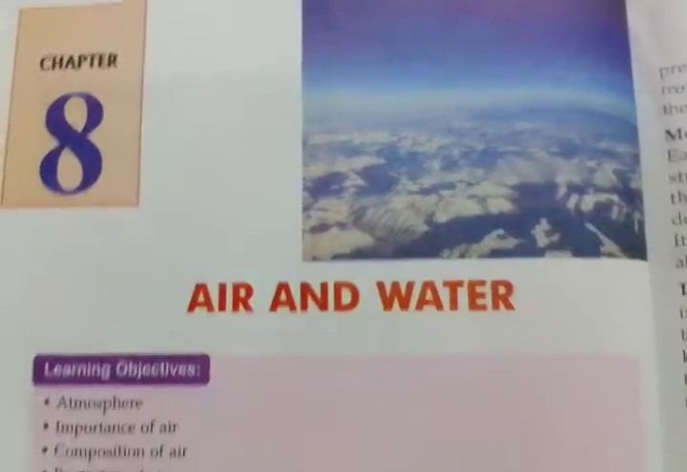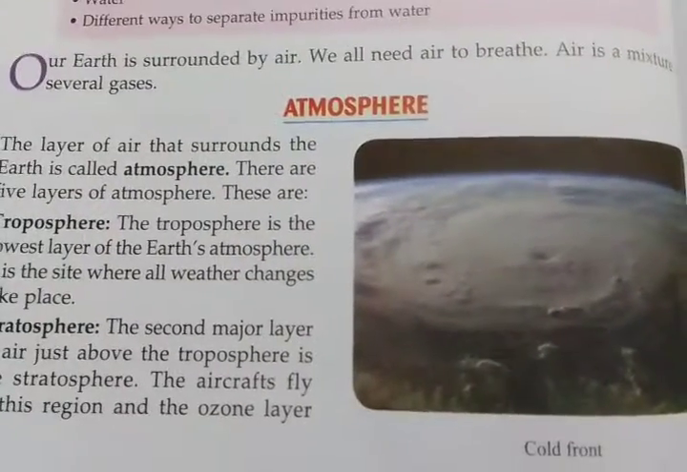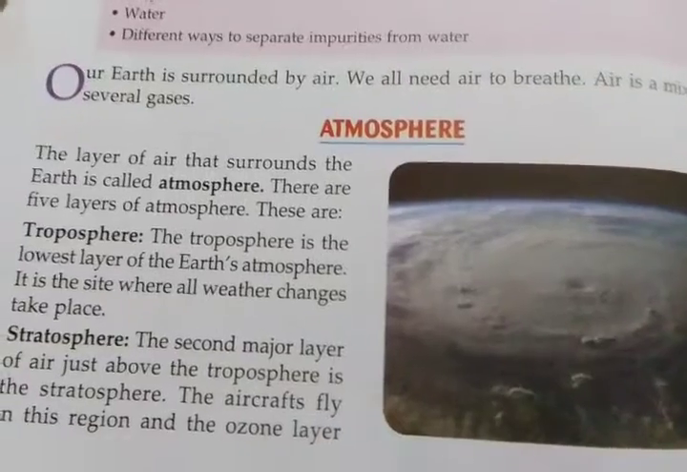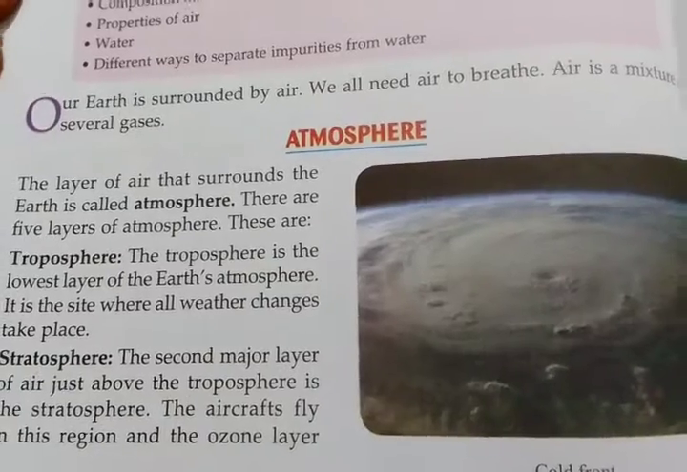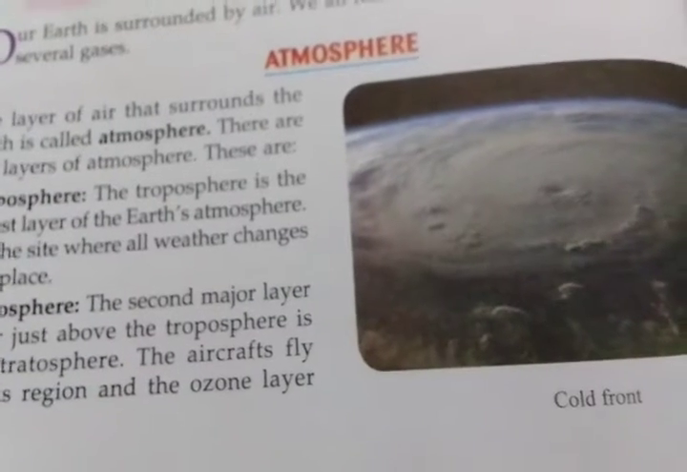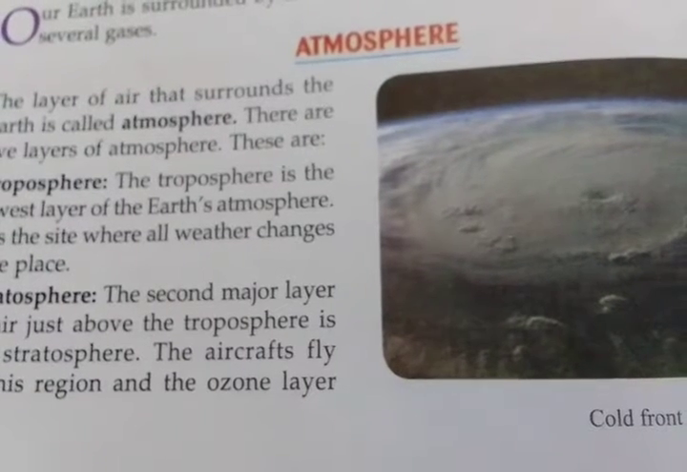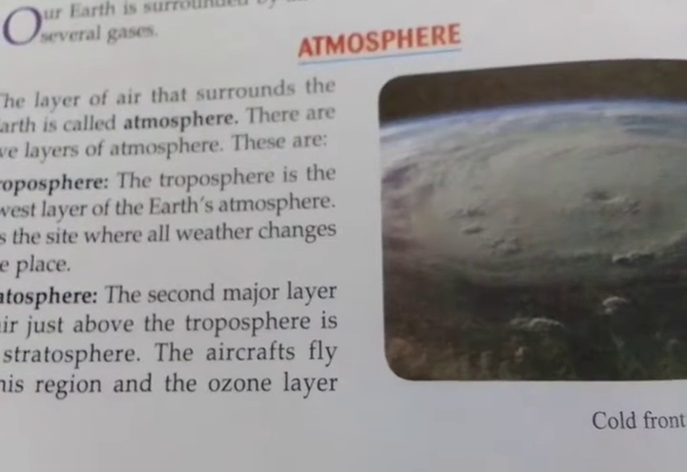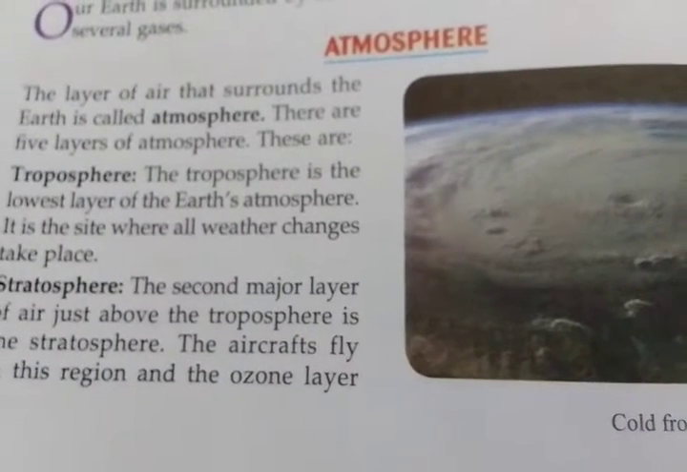Okay, so let's start. You know that our earth is surrounded by air. We all need air to breathe. Air is a mixture of several gases. And the layer of air that surrounds our mother planet Earth is called the atmosphere. And in the atmosphere, there are 5 layers: troposphere first, then stratosphere, then mesosphere, then thermosphere, and then exosphere.